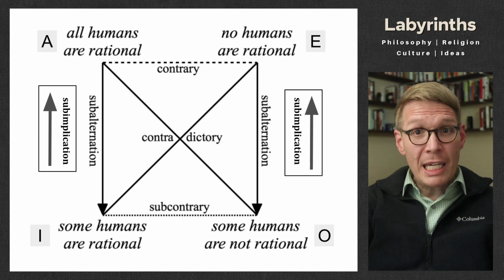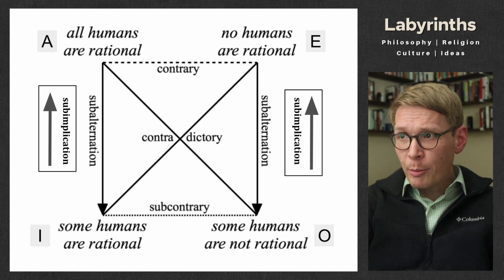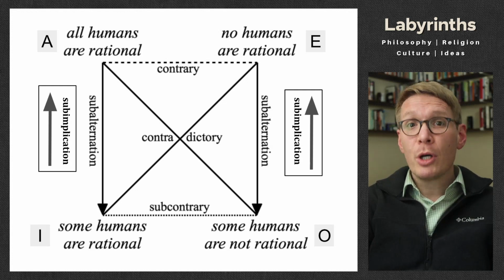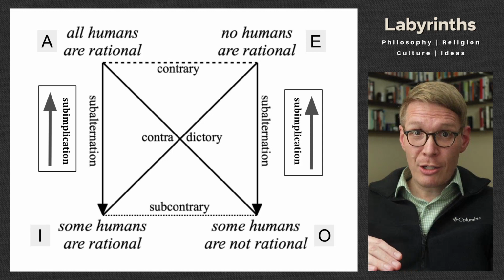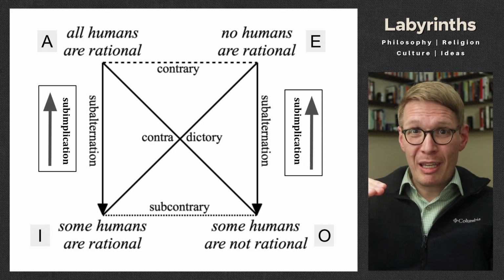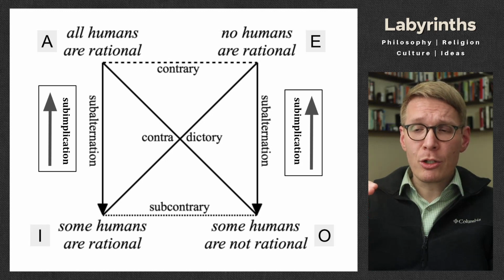Finally, we have our remaining two operations, and those are indicated on the sides of the square, subimplication and subalternation. Subalternation goes from top to bottom, and subimplication goes from bottom to top. Right? You can follow the arrows on the table there to see what opposition is implied by that operation.